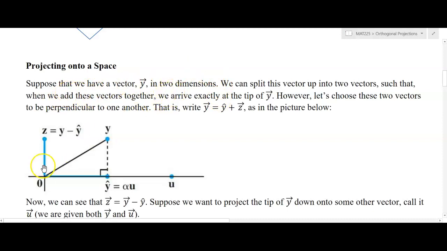Suppose that we have a vector y in 2 dimensions. So here it is. We can split this vector up into two vectors such that when we add these vectors together, we arrive exactly at the tip of y. However, let's choose these two vectors to be perpendicular to one another. That is, y is going to equal the sum of some vector called y hat plus some other vector called z. What we've got going on here is that we have this vector right over here, which is going to be a component of the y vector, and we're going to call that y hat. And then we're going to have this second vector that's going to point from the tip of y hat up to the tip of y.